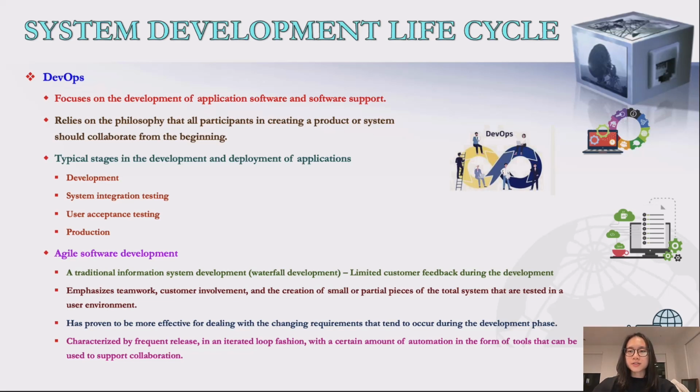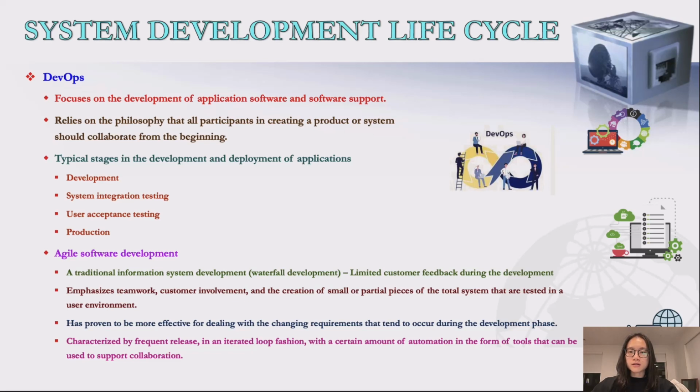Agile development emphasizes teamwork, customer involvement, and most significantly, the creation of small or partial pieces of the total system that are tested in the user environment. It has proven to be more effective for dealing with the changing requirements that tend to occur during the development phase. Agile development is characterized by frequent releases in an iterated loop fashion with a certain amount of automation in the form of tools that can be used to support collaboration.